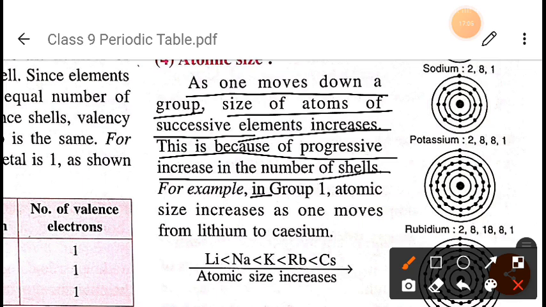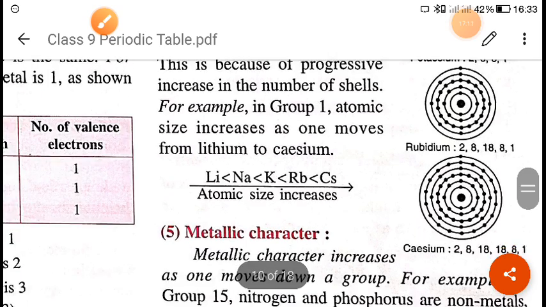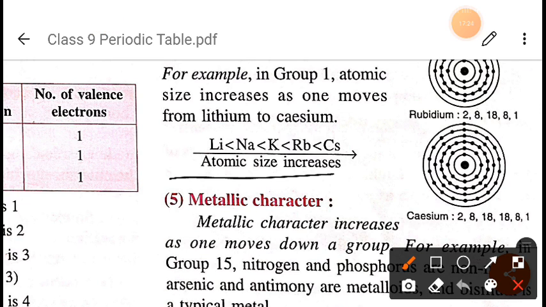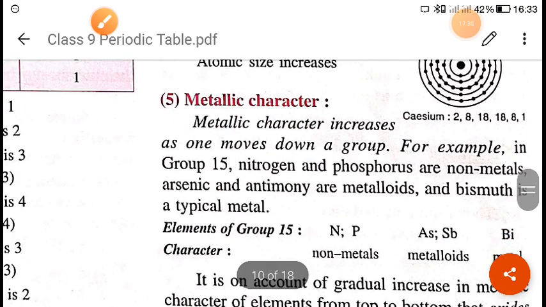So in group 1, atomic size increases as one moves from lithium to cesium, because the number of shells is increasing. That is why the size of the atom is increasing as we are moving down the group from lithium to cesium, right? So I hope you have understood this, right?